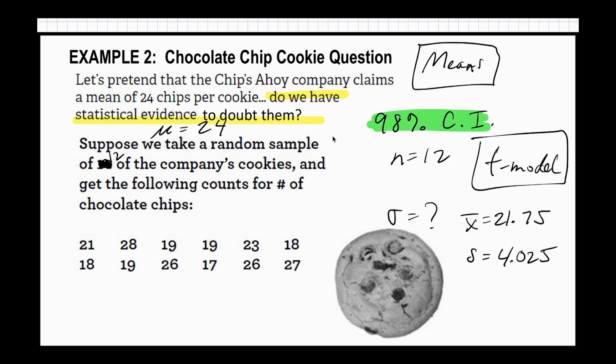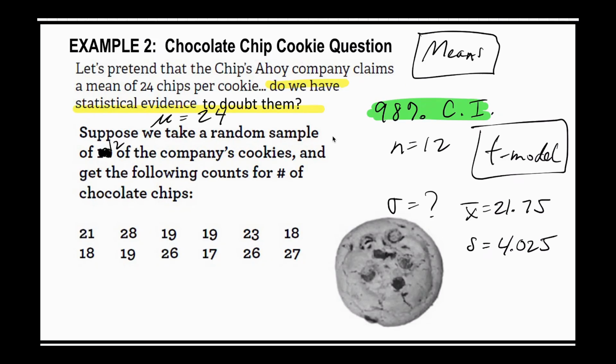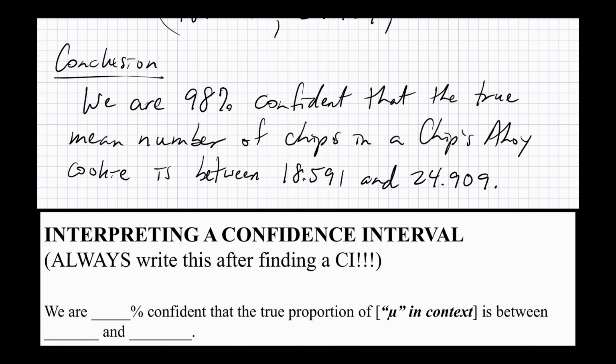So do we have evidence to call them liars, to say, you know what, you're wrong? Do we have the evidence? No, because 24 lies within the interval. Good. 24 is within our interval. Barely, but it's still within our interval. By 0.910. Yep. Not even a full chocolate chip. Okay.